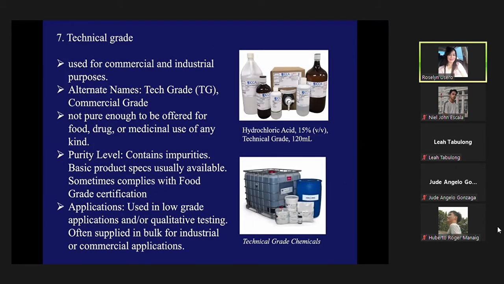Next, we have the technical grade. This one. So it's only 15%, volume by volume, ang hydrochloric acid. It is labeled as technical grade. Okay, so this is used for commercial and industrial purposes, mga cleaning reagents. No, those are technical grade chemicals. So on alternate names, we have tech grade or TG or commercial grade.